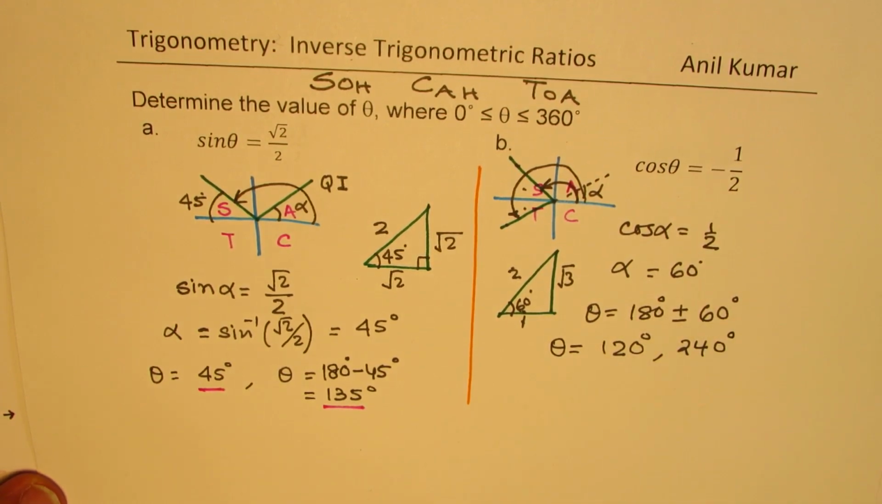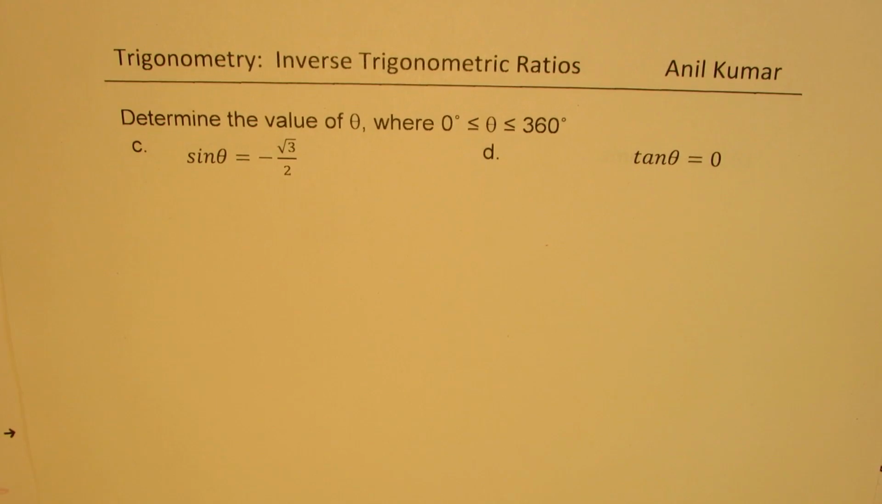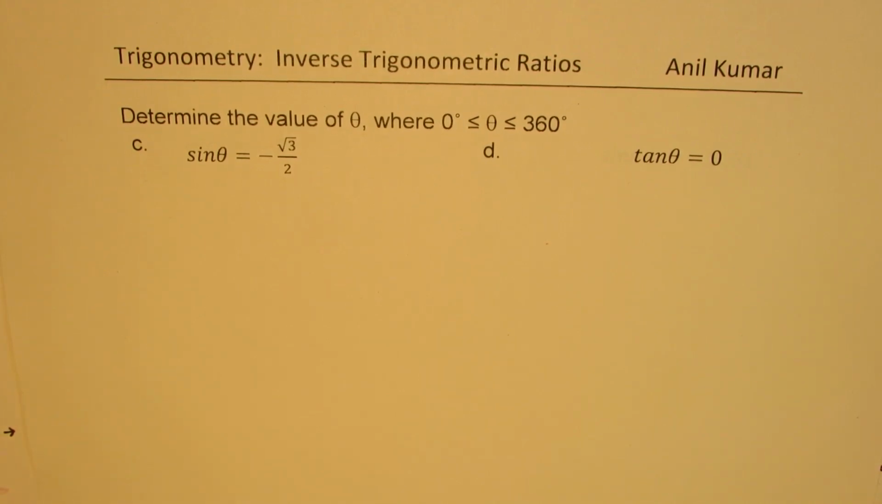Is that clear to you? Perfect. So that is how we are going to solve this question. Now let's move on and take part C and D. This time we will be working with sine theta equals minus square root 3 by 2 and tan theta equals 0. I would like you to pause the video, answer this question, and then look into my suggestions.